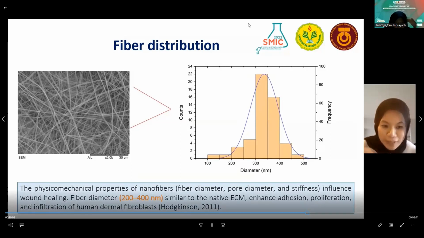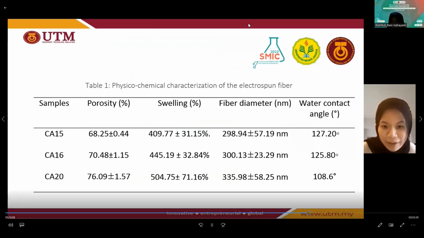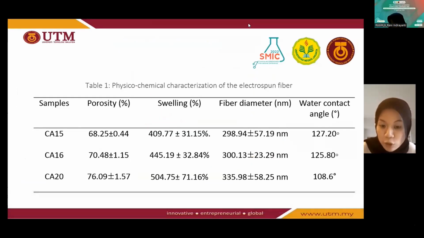So this Table 1 summarizes the physical-chemical characterizations of the electrodes.